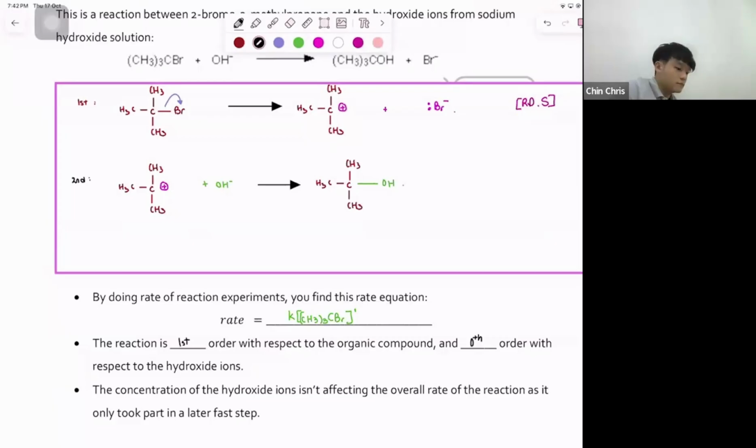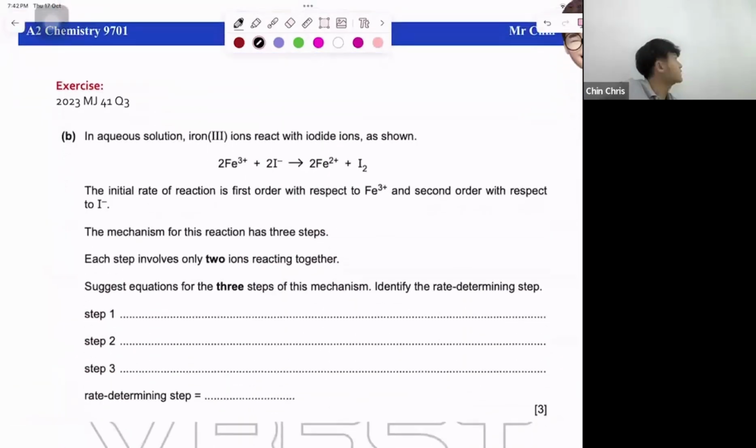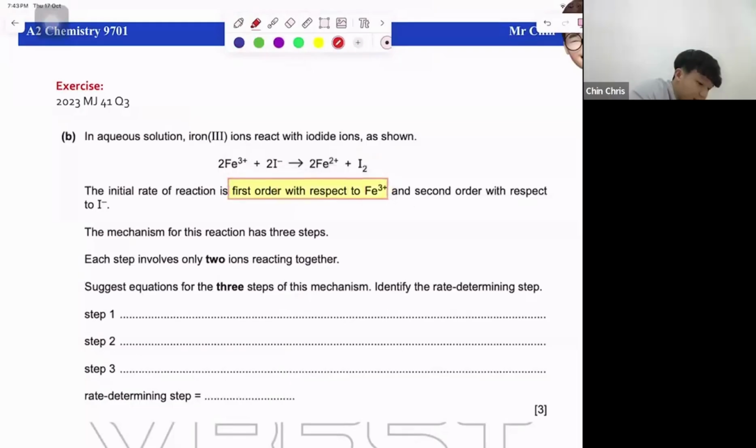Next page. Let's look at this question together. You see, they say in aqueous solution, iron 3 ions react with iodide ions as shown. First part, initial rate is first order with respect to Fe3+, second order with respect to I minus. Alright, guys, can you write down the rate equation first? What's my rate equation? First order with respect to Fe3+, then second order with respect to I minus.